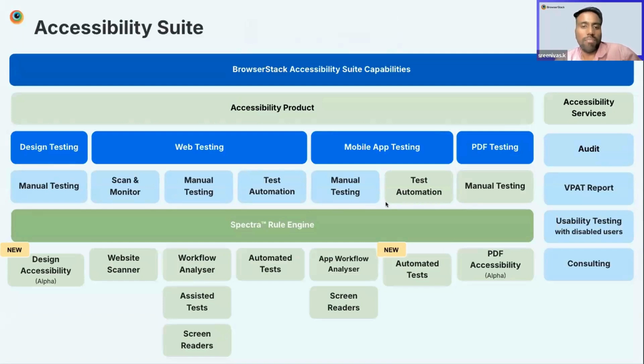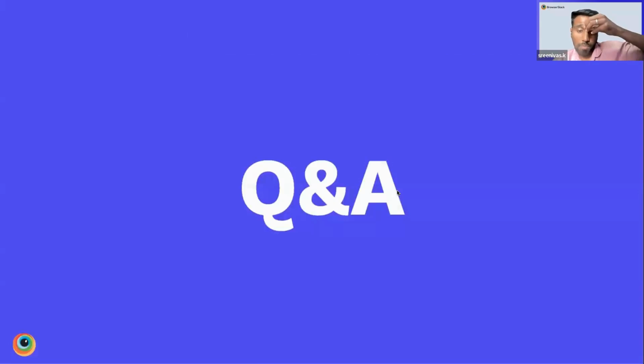All right. So you can also take a look at this slide, where you can see the BrowserStack accessibility portfolio. Our vision is to incorporate accessibility as part of your SDLC, right from the beginning to the end. Even PDF accessibility is there. We discussed design accessibility. Web accessibility is another platform that we have. Mobile app accessibility, both manual testing and automation testing, and there is also PDF testing capability. So we'll spend some time on the Q&A before jumping to the next section.